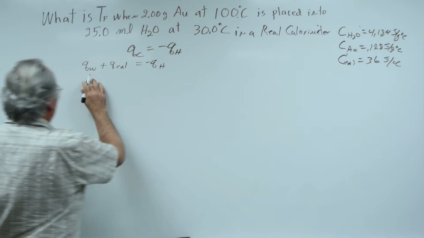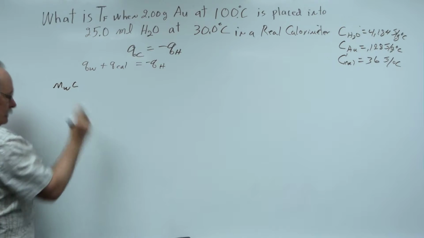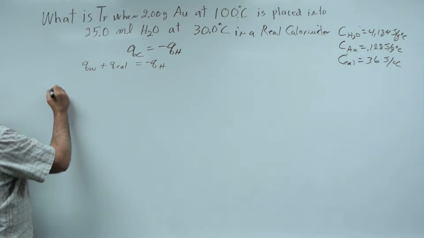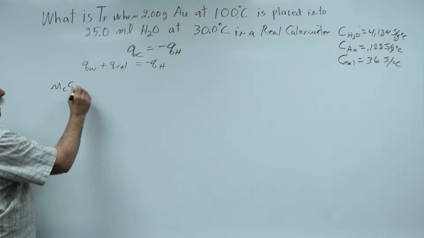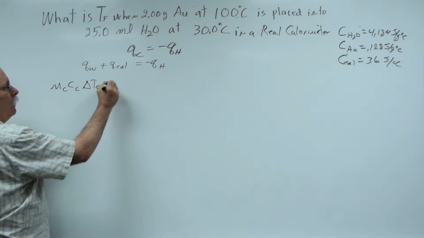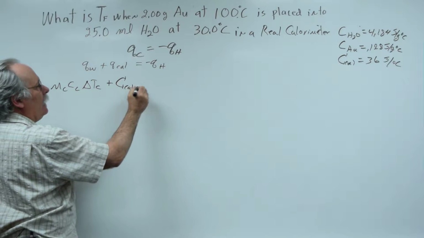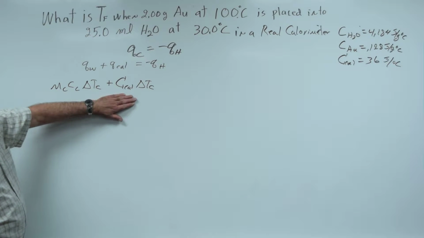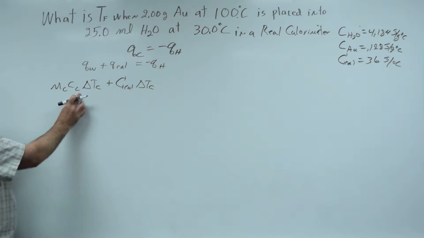Now, the Q of the water is equal to the mass of the water times the specific heat capacity. We're going to call the water the cold object. So we're going to say the mass of the cold times the specific heat capacity of the cold water, times the delta T of the cold, plus the C of the calorimeter times the delta T of the cold. Now this gives us an idea, once again, to look at the difference between capacitance and specific heat capacitance.